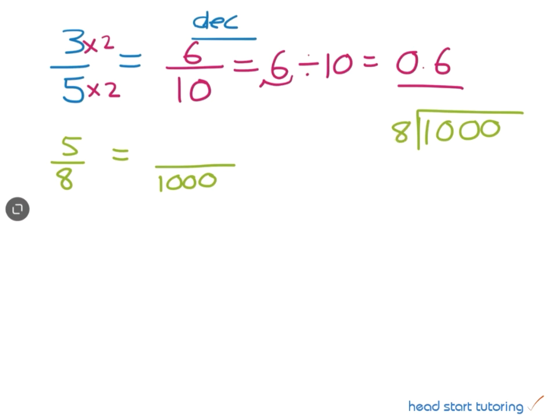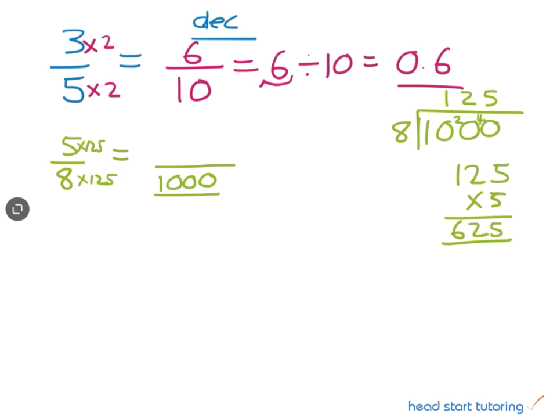8 fits into 1,000. 8 fits into 10 once, remainder 2. 8 fits into 20 twice, remainder 4. 8 fits into 40 5 times with no remainder. So 8 times 125 gives me an answer of 1,000, and I have to then multiply my 5 by 125. So if you are not sure of that, you can do that on the side, and you will end up with an answer of 625. So 5 multiplied by 125 is equal to 625.